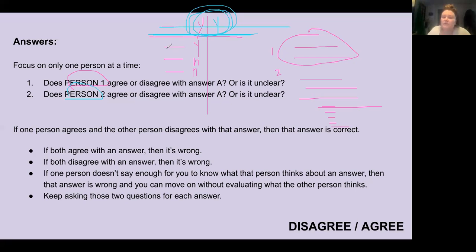Let's say answer choice 3, we don't know. We don't care about it, we just cross it off. And then answer choice 4, let's say that person 2 would say yes to this, they agree with it.